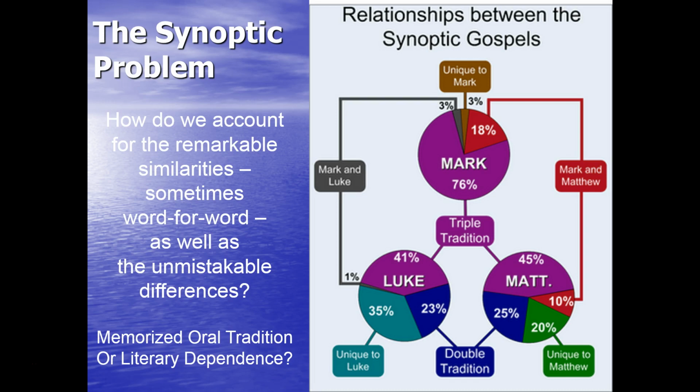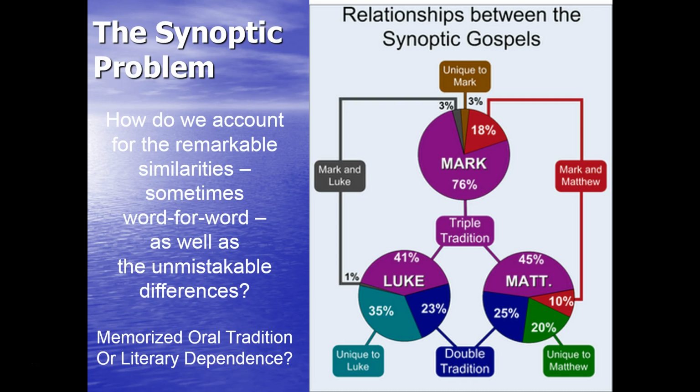Then we notice, if you take a look at the blue section, there's some material that's shared between Luke and Matthew, in this case about 23 or 25%, that is not shared with Mark. It's not in Mark. And then we have some material that's unique to Luke. You can see that aqua blue, 35%, over a third of Luke is not found in either Matthew or Mark. And on the other side with Matthew, there's about 20%, about a fifth of his gospel, that is not found in either Mark or Luke.